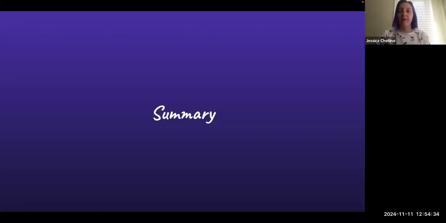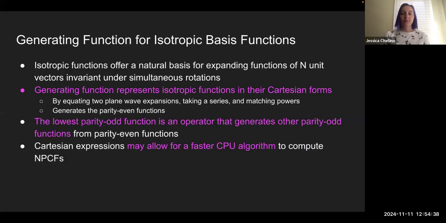Now, I just want to wrap up by going through a summary of what I've talked about today. So we often use the isotropic basis functions in their spherical harmonic decomposition to parameterize the N-point correlation functions. What we've done is develop a generating function for these isotropic functions that allows us to easily obtain Cartesian expressions for the isotropic functions.